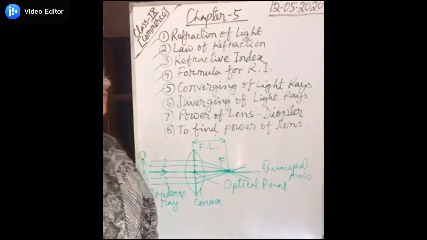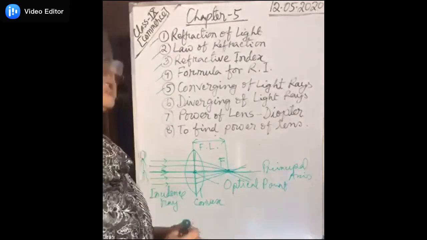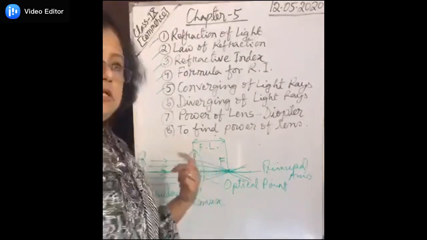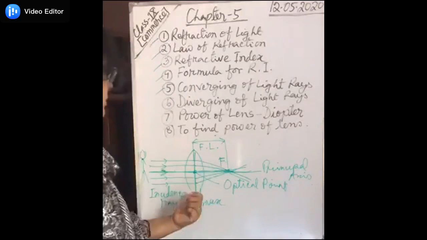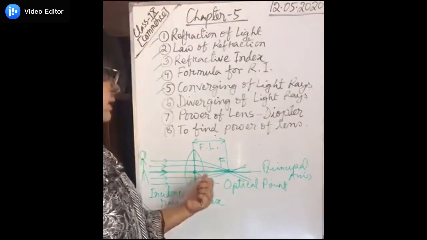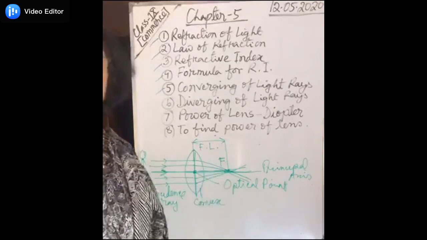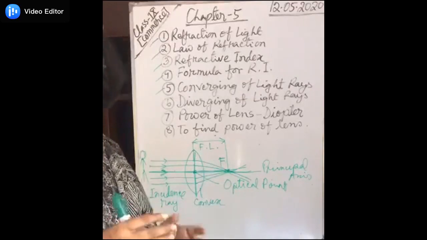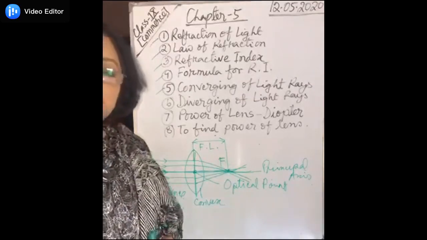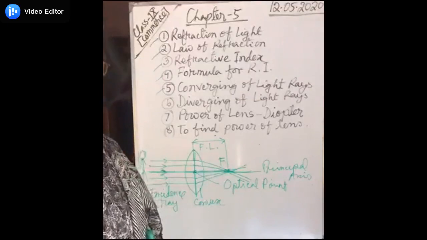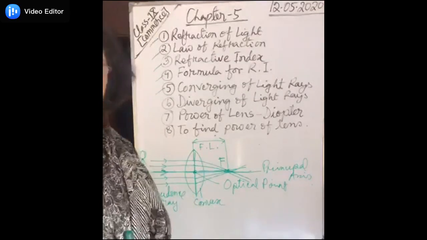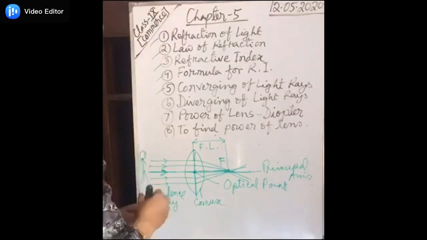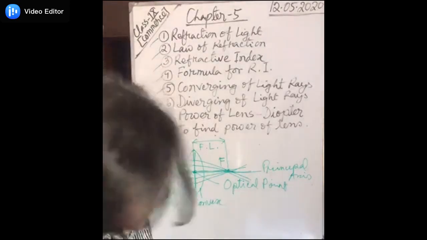That means converging of light occurs in the convex lens. The light falling from the object on the convex lens comes out on the other side, and without staying parallel they have to come to a point. This phenomenon is called converging of light rays, and for this reason the convex lens is called a converging lens. Now come to the next one, diverging of light rays.